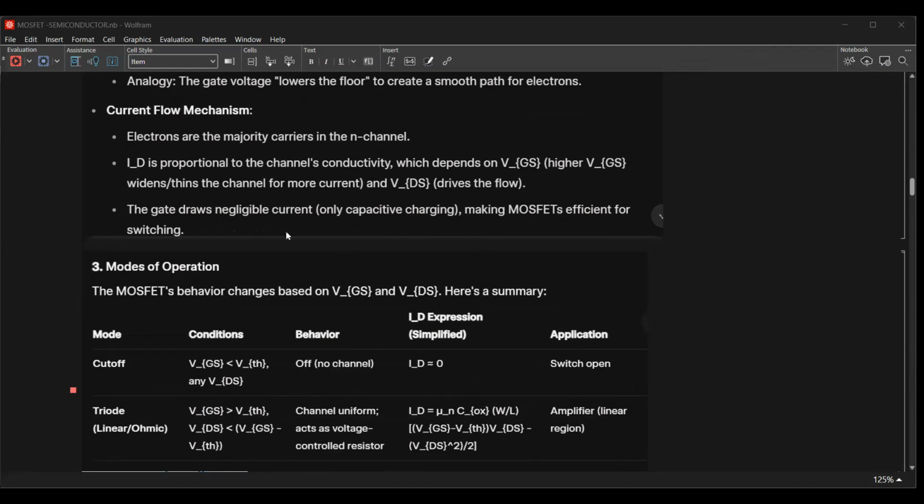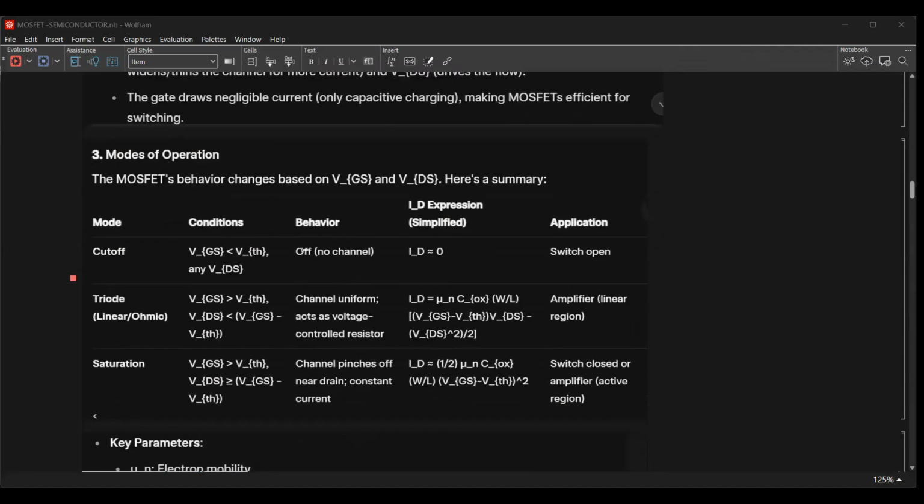So the gate draws negligible current, only capacitive charging, making the MOSFET efficient for switching. So we have the MOSFET's behavior here. For example, for the cutoff, the condition is the gate-to-source voltage is less than the threshold voltage.